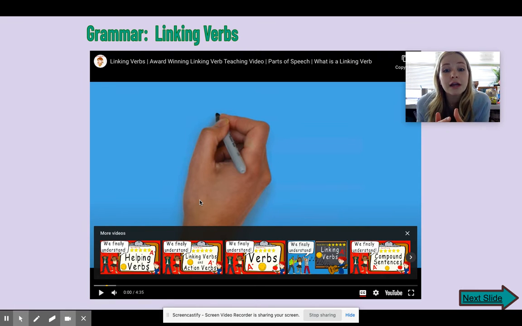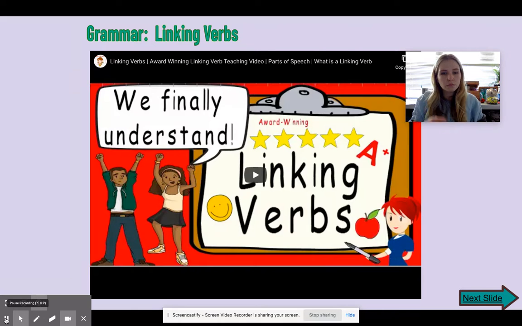And then we're going to get into our grammar. So for grammar, we are talking about linking verbs. So we're learning about linking verbs. A linking verb does not show action, right? It is a little bit of a different verb. Usually we say a verb is an action word like listen, talk, run. But a linking verb actually connects the subject to the rest of the sentence. So we're going to be talking about that through this video and a little bit later on.